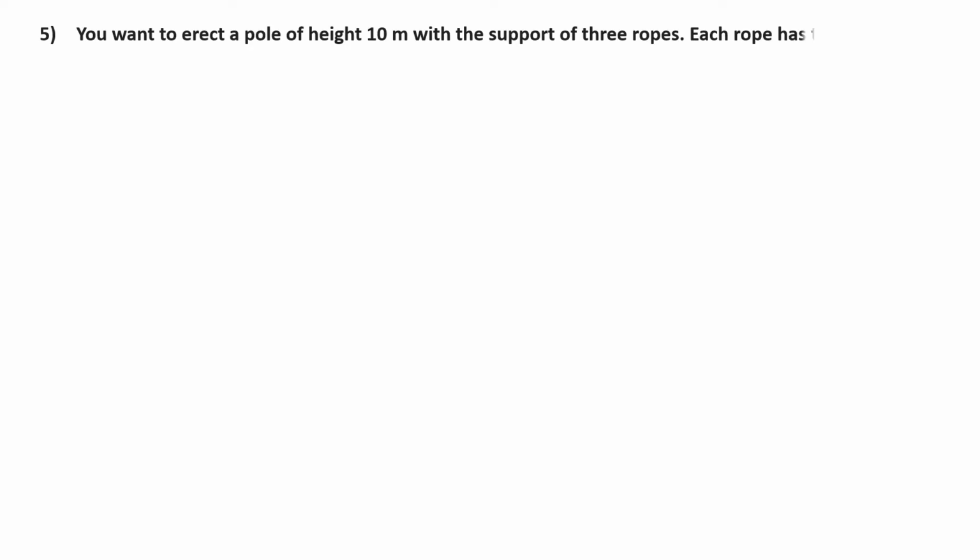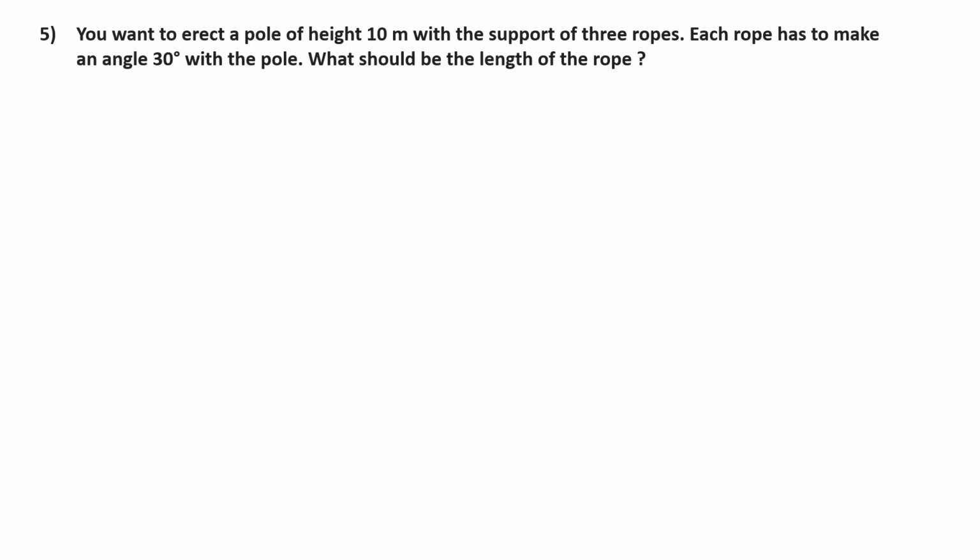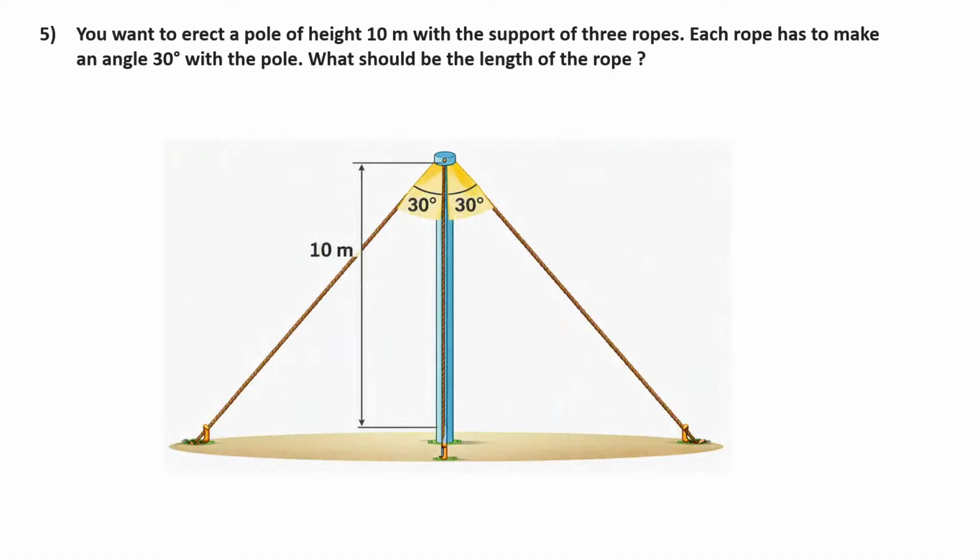Next, fifth question. You want to erect a pole of height 10 meters with the support of 3 ropes. Each rope has to make an angle of 30 degrees with the pole. What should be the length of the rope? Here, see the diagram, then you will understand. That blue color pole is one. Its height is 10 meters.